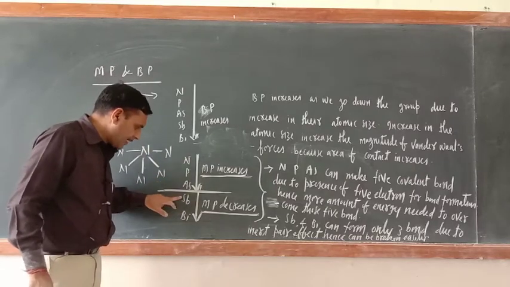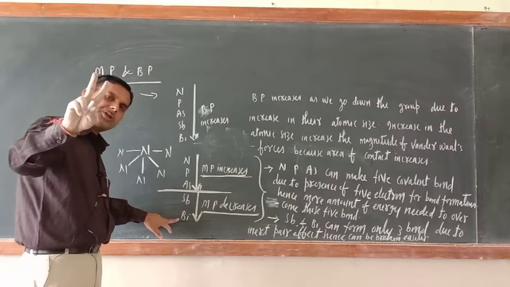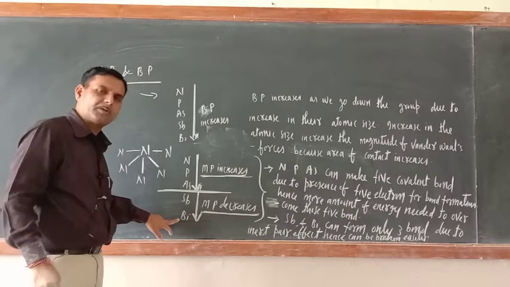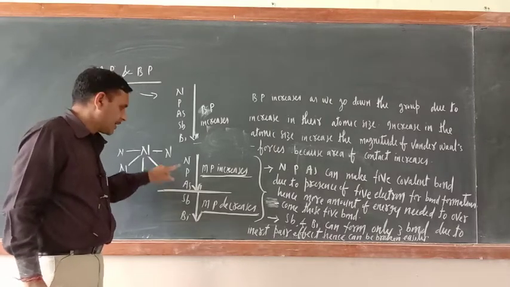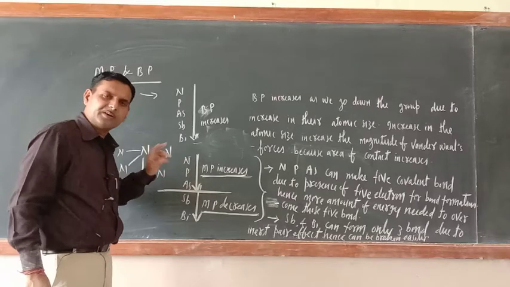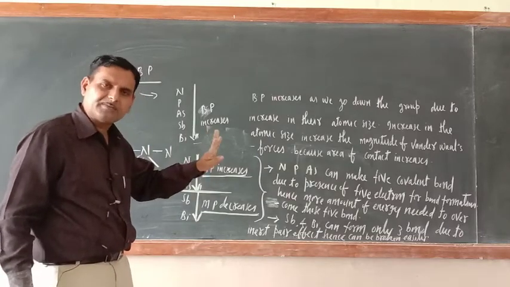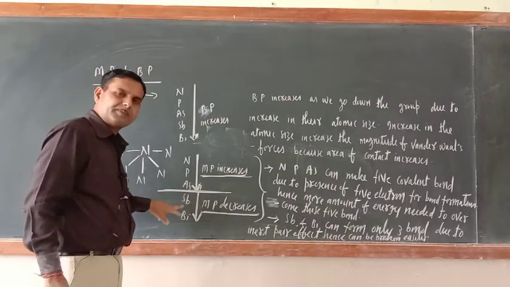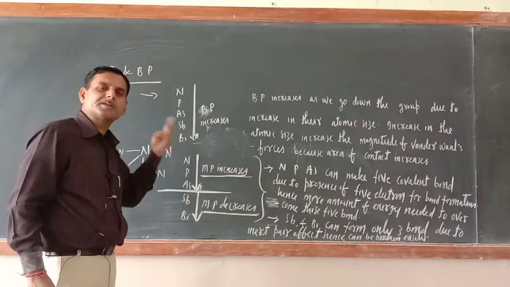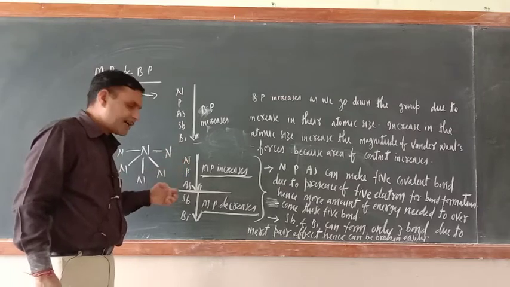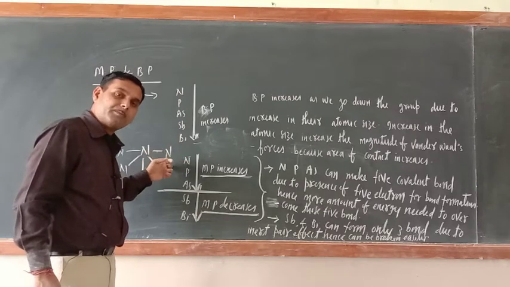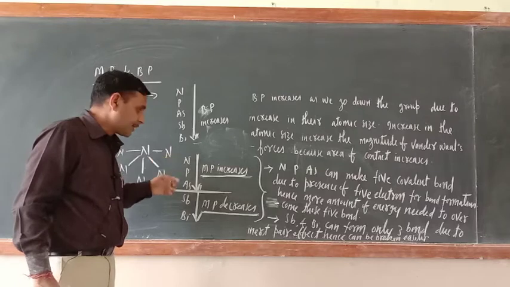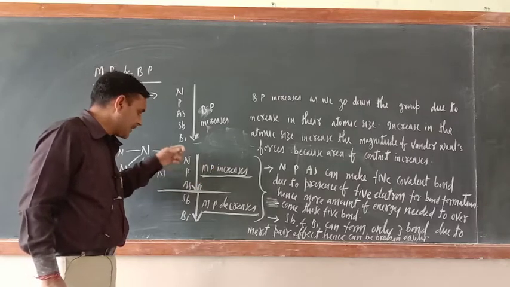In case of antimony and bismuth, only 3 electrons are available for the bond formation due to inert pair effect. In nitrogen, phosphorus, arsenic, what is there? All 5 electrons are available for the bond formation. Due to inert pair effect, antimony and bismuth form only 3 bonds. So here 5 bonds, here 3 bonds. So 5 bonds will take more energy. That is why their melting point increases here.